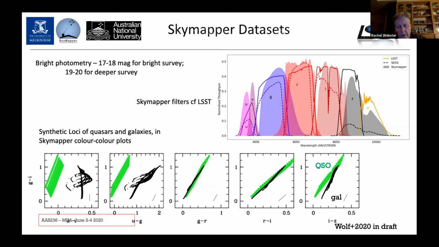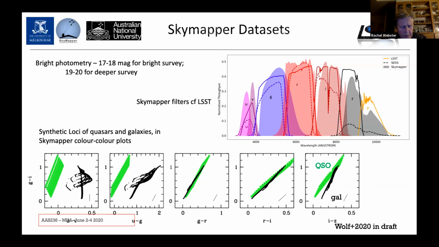I'm showing the filter set for SkyMapper on this slide here. And what you'll see is that there are two filters in the U-band, where LSST and SDSS have a single filter. This was because people at ANU wanted to find very low metallicity stars, and these straddled the 4000 break. But they also produce something very interesting, which is a capacity to separate quasars and galaxies at low redshift.